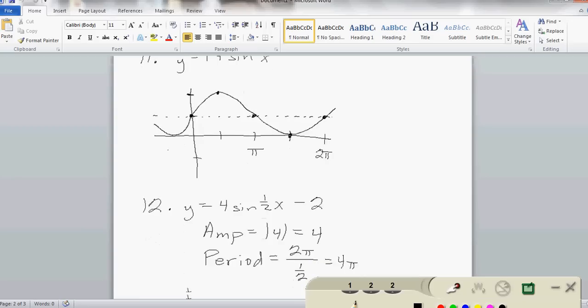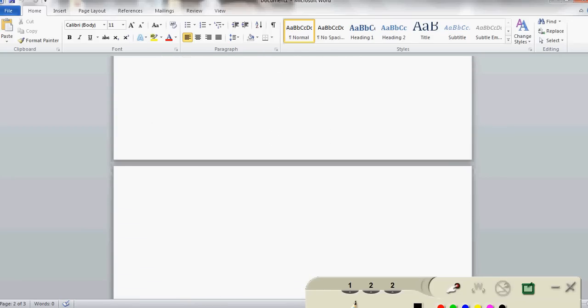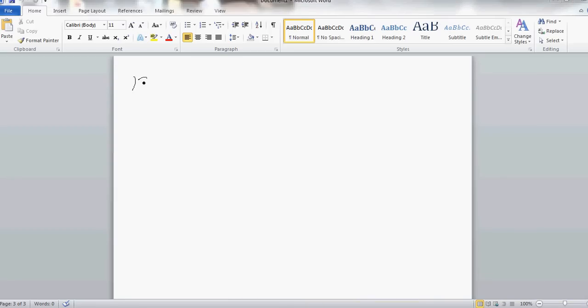One group of problems in this particular section is if we're given a graph, what is the equation of the line? And so we're going to begin with number 13. Now, things we need to look at: is there a shift? Is it shifted up or down? We need to look at, is the amplitude changed? And what is the period?